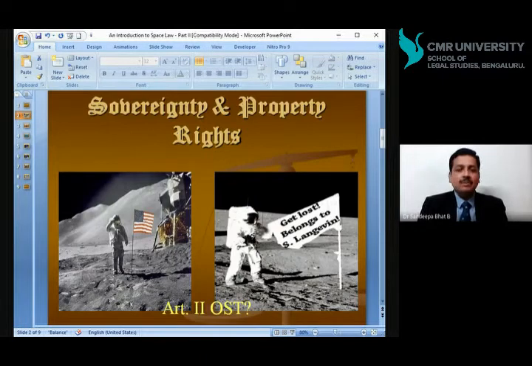When I speak about the property rights here, I'm speaking about the claim of the rights by the individuals. Sovereignty, which I pointed out earlier, is what the state claims. But here I'm speaking about the property rights which might be claimed by the individuals. Over the period of time, many individuals have also claimed property rights over outer space, or more particularly over the celestial bodies.